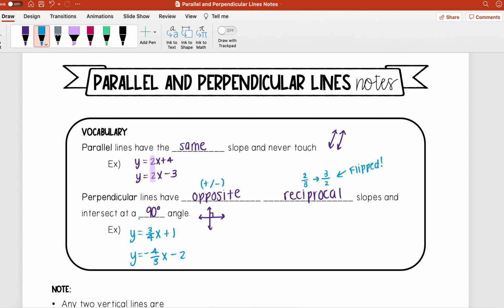One thing to be careful of with opposite reciprocal is when you have whole numbers. So let's say my slope of the first one was 3. To get the opposite reciprocal of that, it first needs to be negative, but then I need to flip 3. And remember, 3 is really the same thing as 3/1. So the opposite reciprocal of that would be negative 1/3.